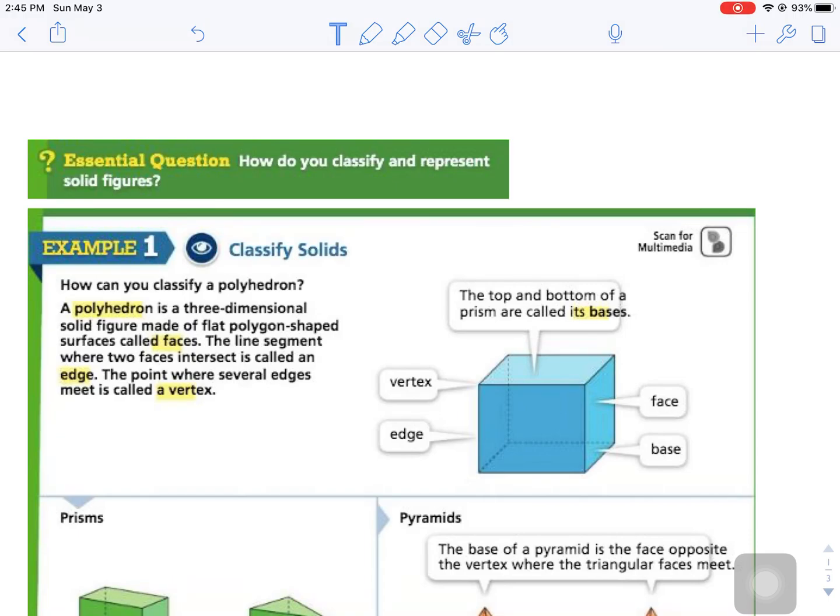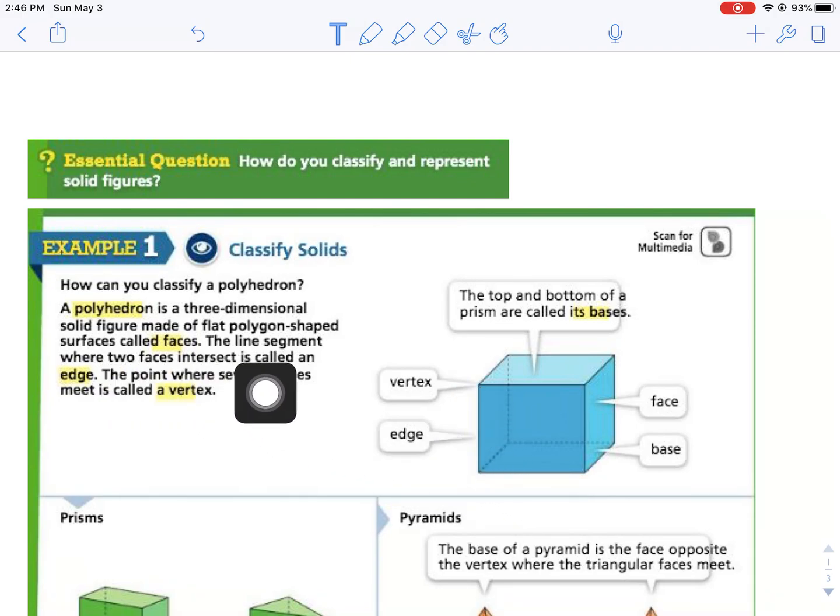Hi everyone, so today we are going to be talking about how we can classify and represent solid figures. So our question is, how can we classify a polyhedron? First, a polyhedron is a three-dimensional solid figure made of flat polygon-shaped surfaces called faces. So this is a polyhedron, and what this is saying is it's three-dimensional and it is made up of flat polygon-shaped surfaces called faces.